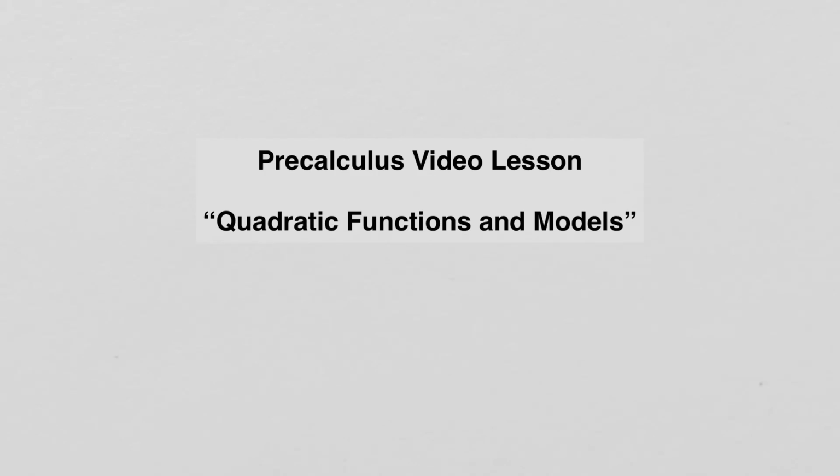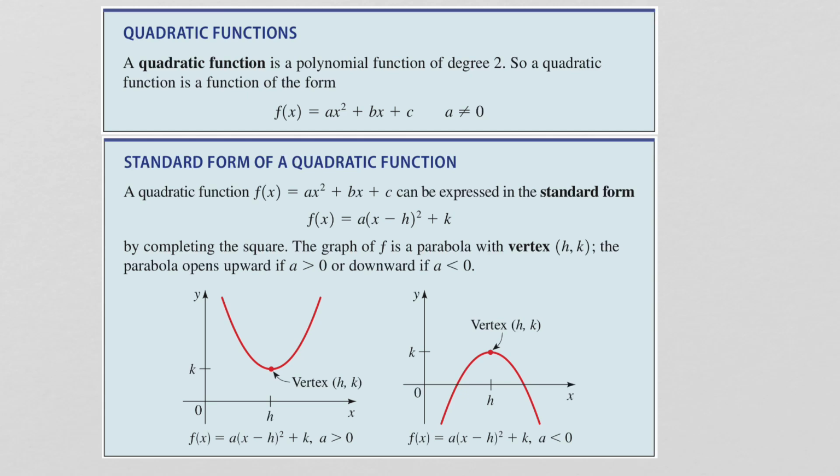Quadratic functions and models. A quadratic function is a polynomial function of degree 2. This means that a quadratic function has the form f of x equals a times x squared plus b times x plus c. And the number a in front of x squared cannot be 0. And the reason for this is because if a is 0, then you would just have a linear function.